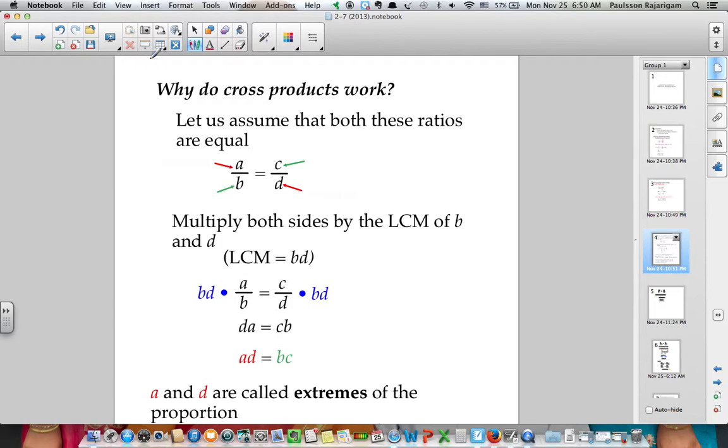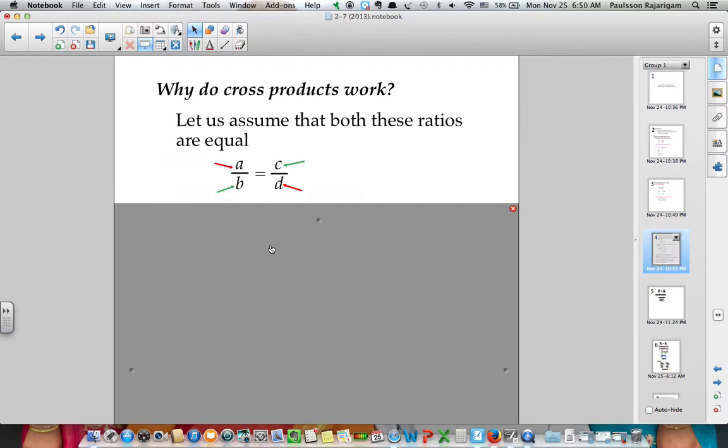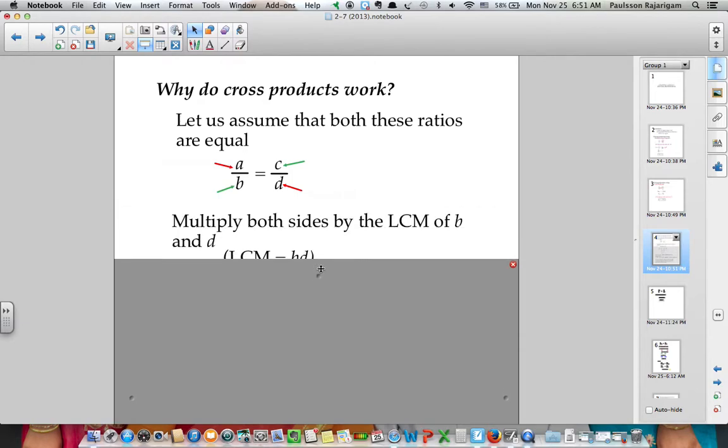Now, why do cross products work? Let's assume that both these ratios are equal: A to B equals C to D. Multiply both sides of the equation by the LCM of the denominators, which will be B and D. One quick way to find a common multiple of a set of denominators is by simply multiplying the denominators. So the LCM here would be BD, B times D.